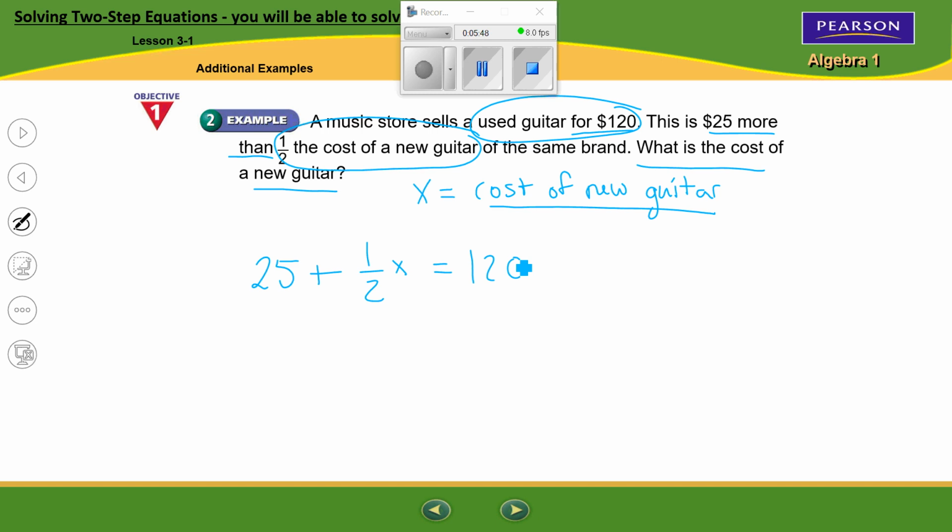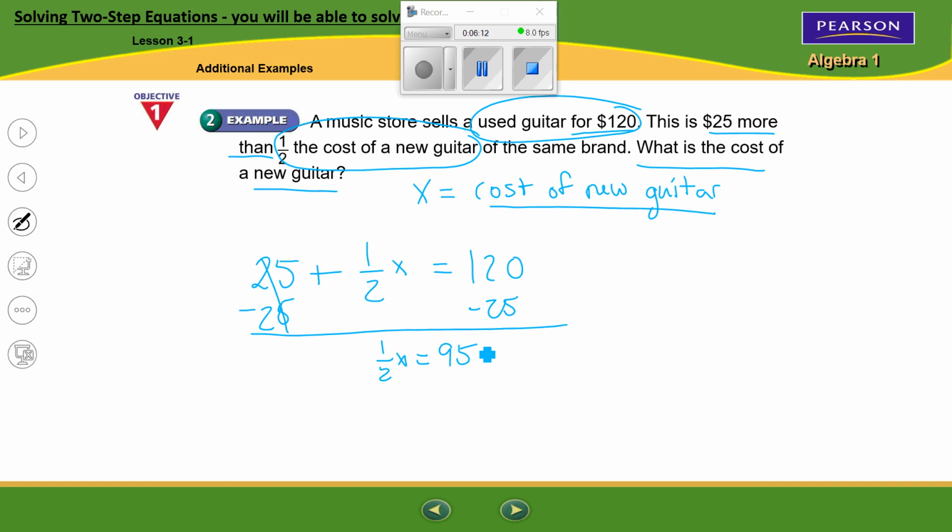What do I see happening to x? I see it being multiplied by 1/2, and I see it being added by 25. So I'm going to reverse that. I'm going to subtract 25 from both sides. That cancels to 0. 1/2 x equals, what's that, 95?